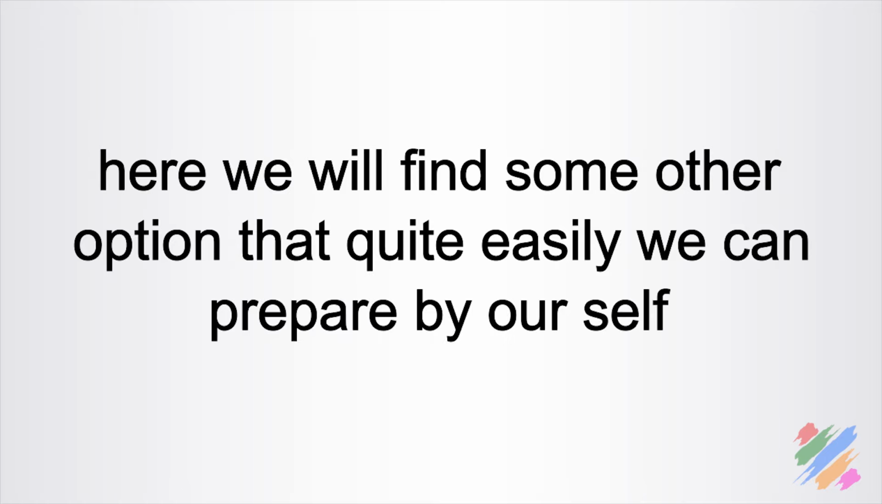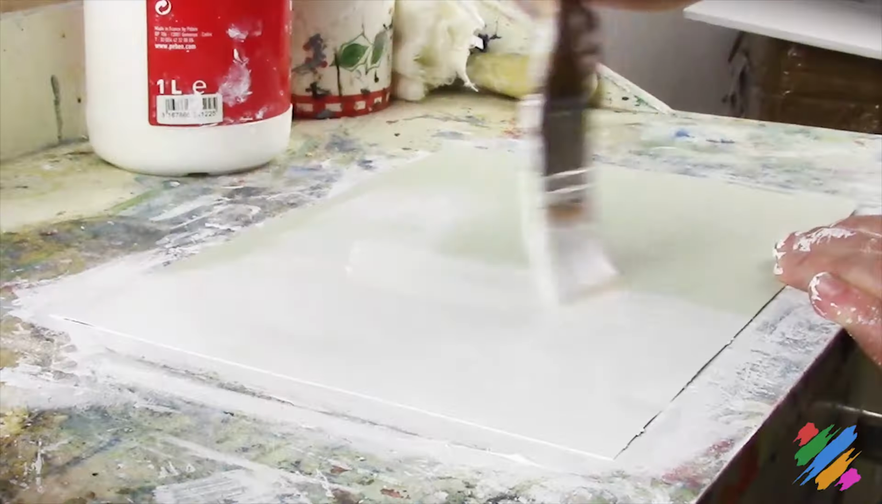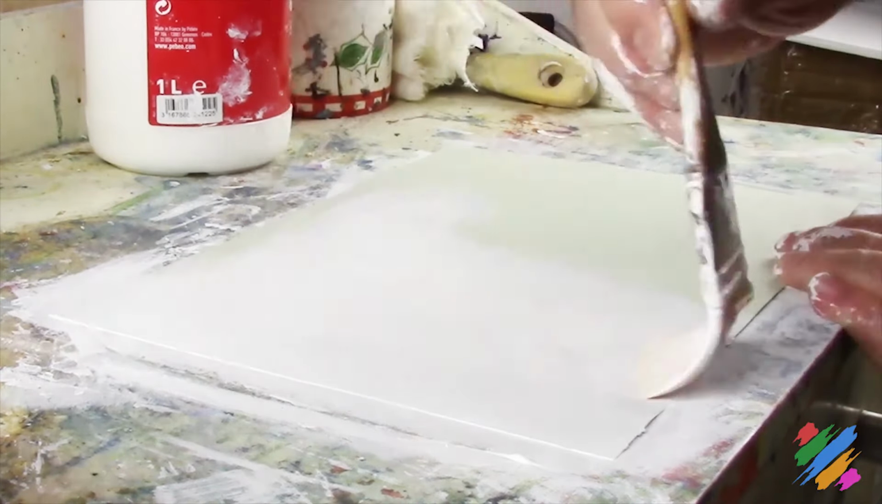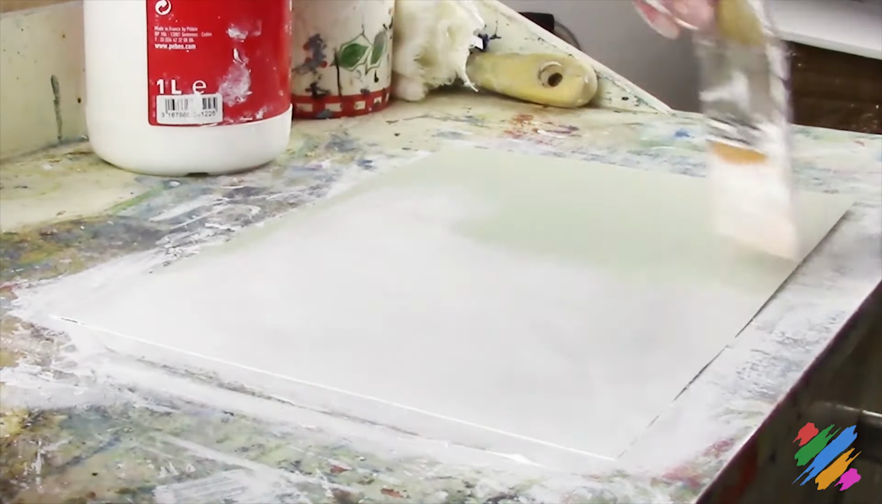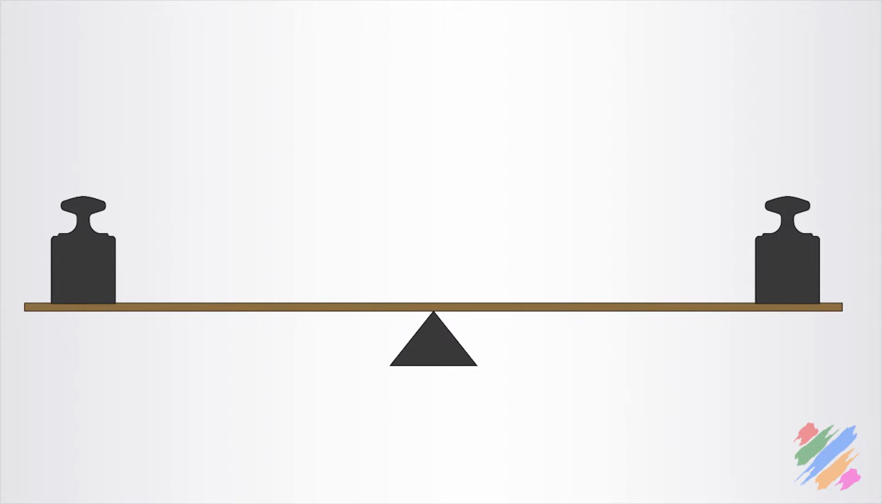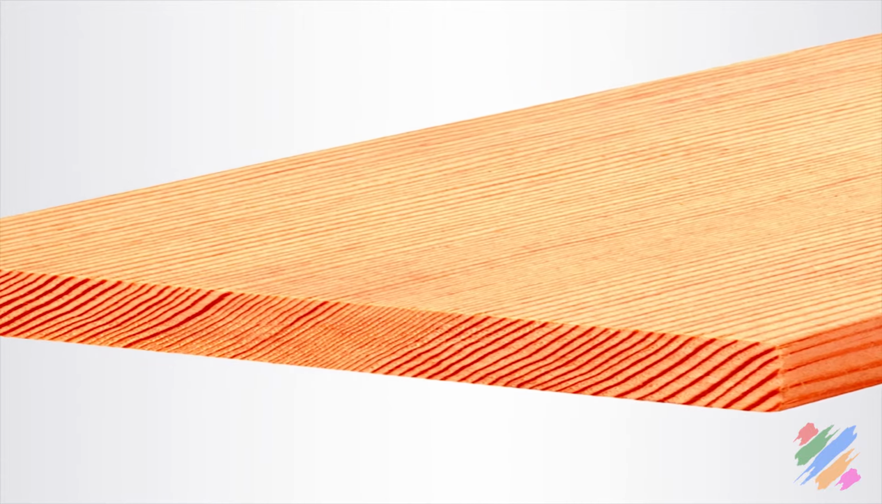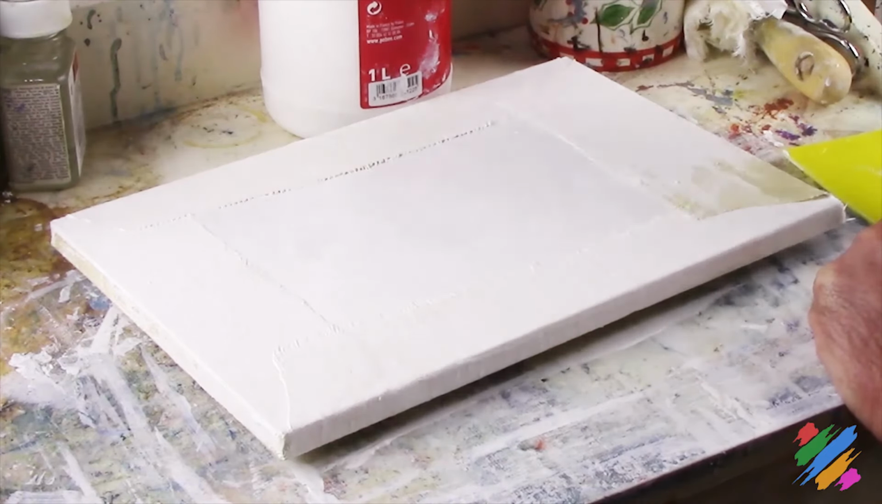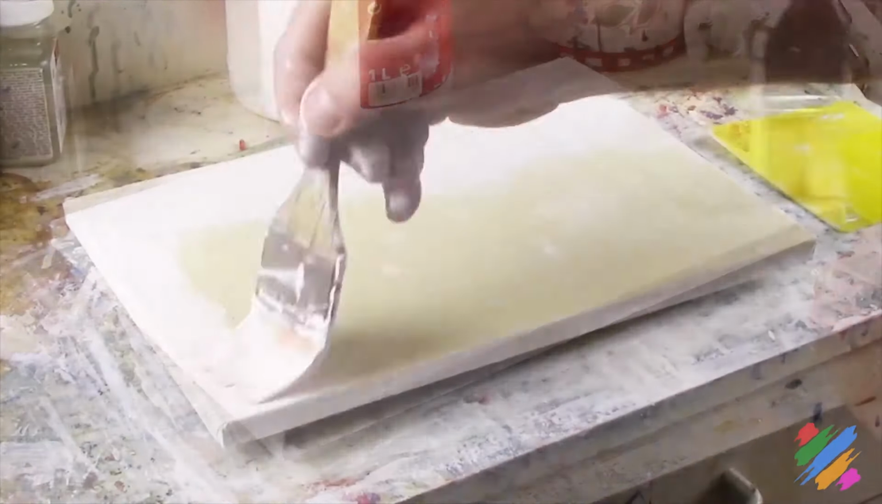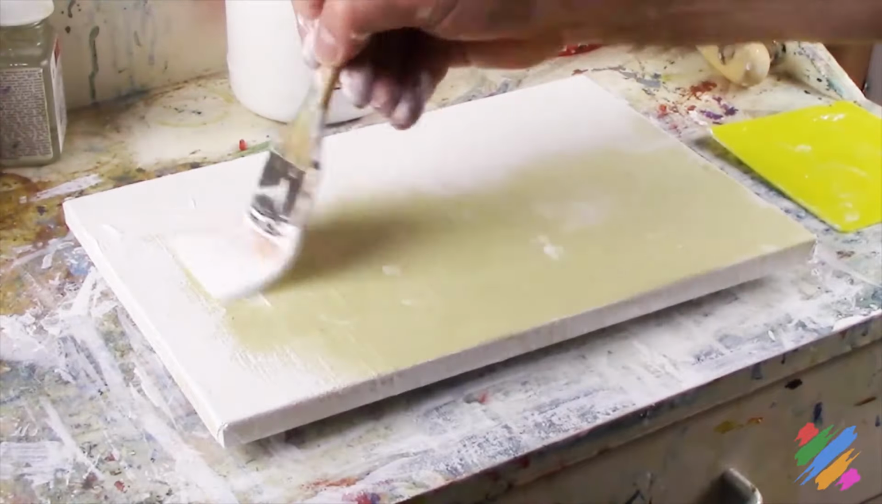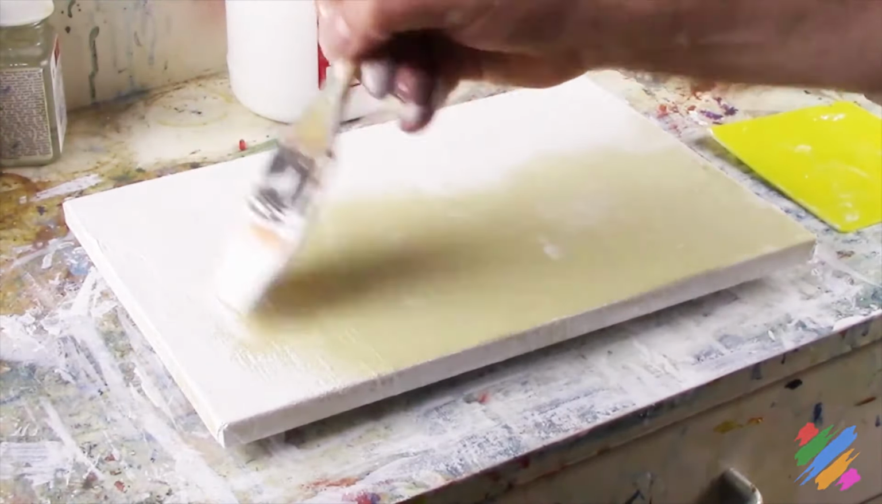prepare by ourselves. With the only exception of the paper, all the other materials that we're going to see are rigid, and they represent more or less a good alternative to the wooden panels. At the end, we're going to see quickly some examples on how we should process them before we use them.